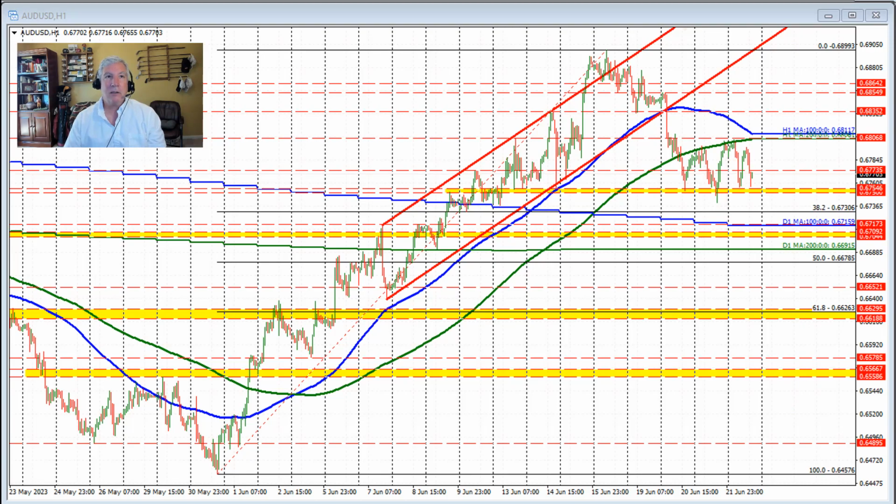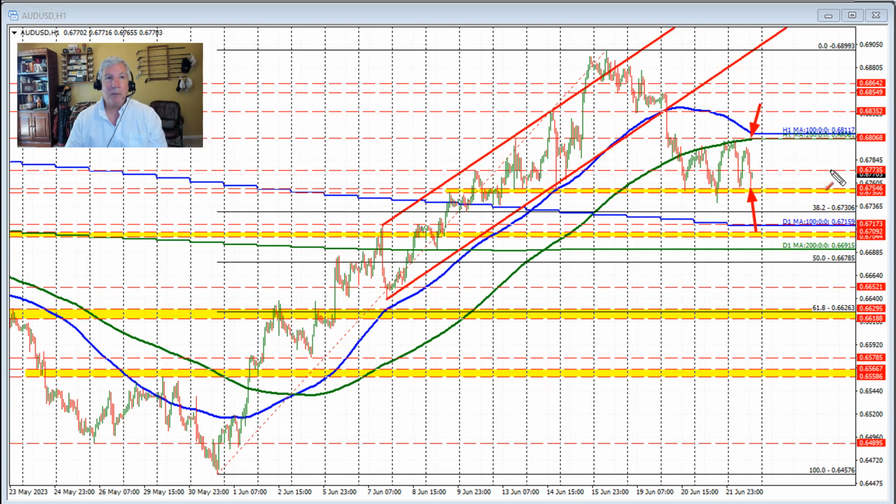So if you're going to take a look at the Aussie versus US dollar, it's a story of two different borders. One is this swing area on the downside. The other is this 200-hour moving average on the top side. And note here that the 100-hour moving average is coming down to converge with that 200-hour moving average. So both those levels will be in play on any move to the upside.